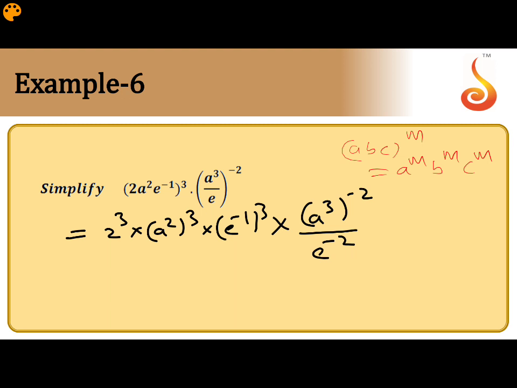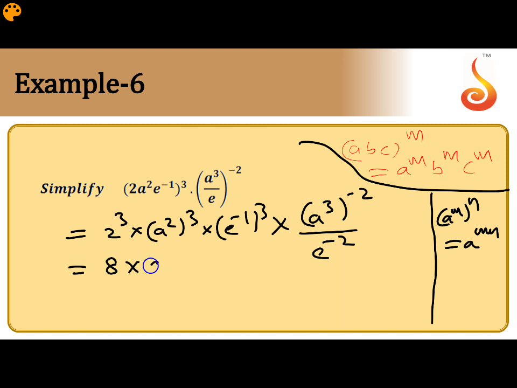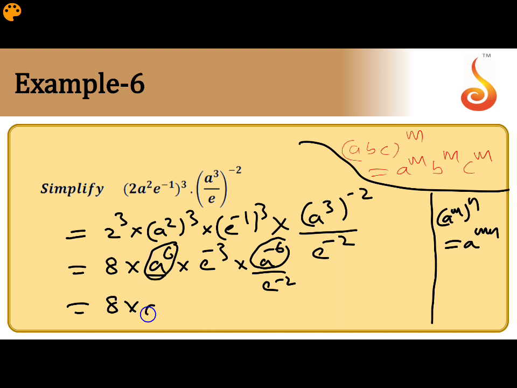Let us use another property. What property can we use here? a power m whole power n, that is a power mn. So 2 cube is 8, a power 6 into e power minus 3 into a power minus 6 divided by e power minus 2. So now we can group 8 into a power 6 and a power minus 6. These two bases are equal, add the powers: a power 6 minus 6, into e power minus 3. This one take it in the numerator, that gives e power plus 2.